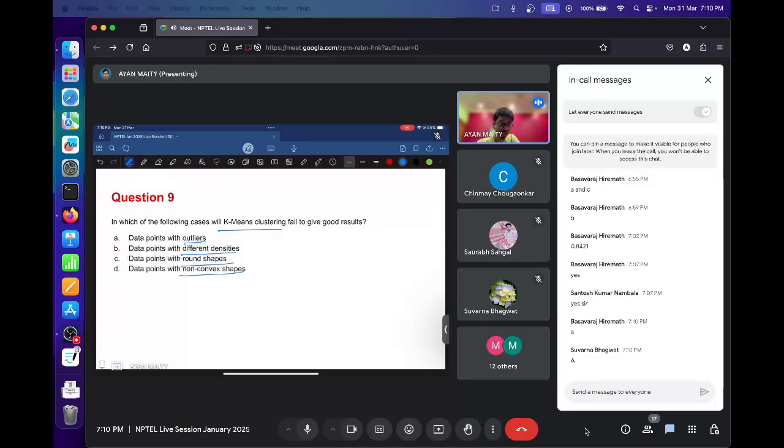Basavaraj says option A, Subarna Bhagwat says option A. Okay.